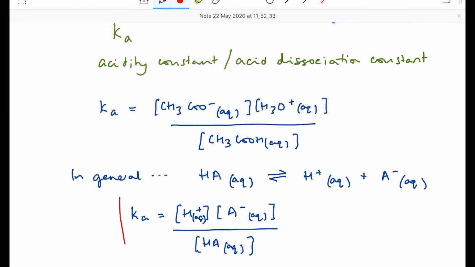Okay, this expression is hugely important for the rest of this topic. Pretty much every single calculation we come across, whether we're looking at acids, bases, buffers, indicators, we're going to come back to some form of this expression. So please take some time to go back through this video, make yourself some notes, really get your head around what we're saying here.